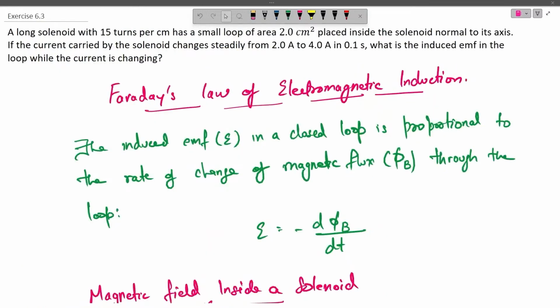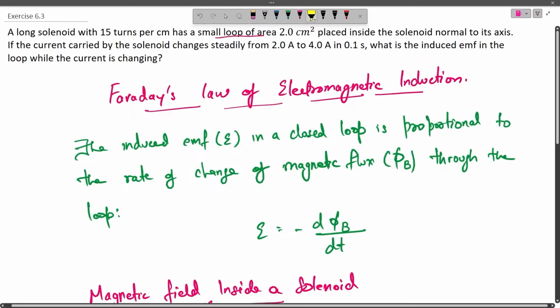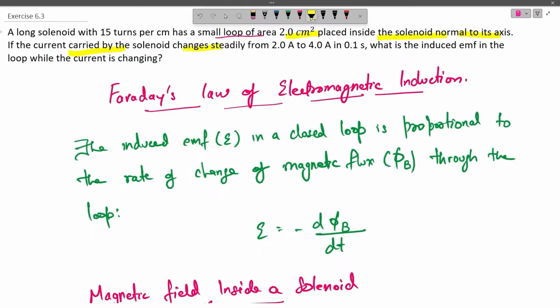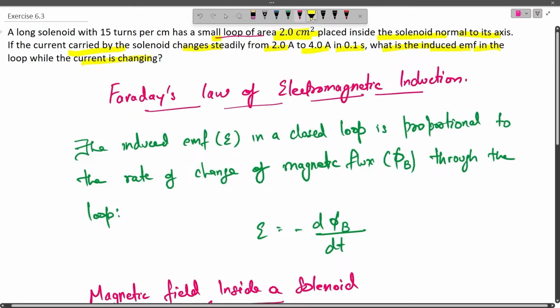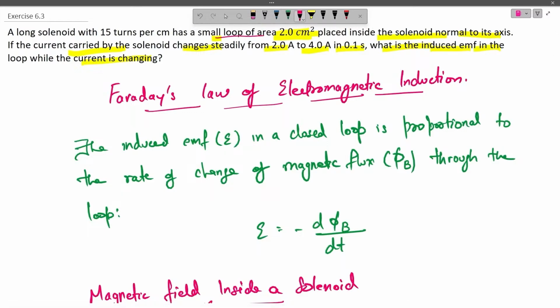The question says that a long solenoid with 15 turns per centimeter has a small loop of area 2 centimeter square placed inside the solenoid, normal to its axis. If the current carried by the solenoid changes steadily from 2 ampere to 4 ampere in 0.1 seconds, what is the induced EMF in the loop while the current is changing? So here a small loop of wire of area 2 centimeter square is placed inside a solenoid. Just imagine the solenoid seen from its left or right along the axis, and there is a small loop of wire of 2 centimeter square placed inside the solenoid.